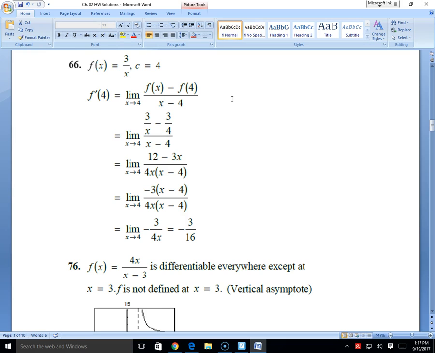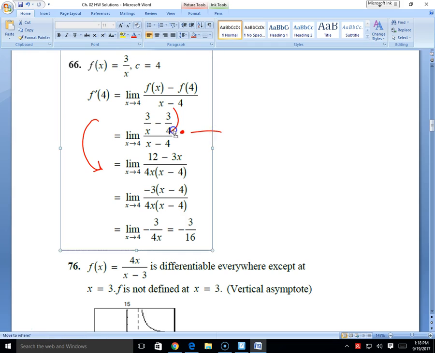If they told us to use the limit as x approaches a of f of x minus f of a all over x minus a, then we were forced. We plug in f of x, we plug in f of a. How did they make this jump? From this step to that step, what did they do? They simplified the complex fraction. So, Issa, what would you need to multiply top and bottom by to simplify this complex fraction?